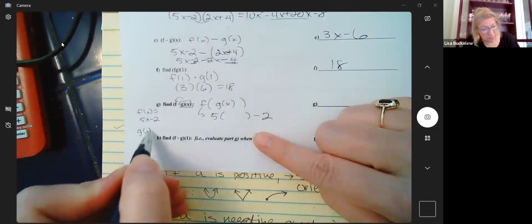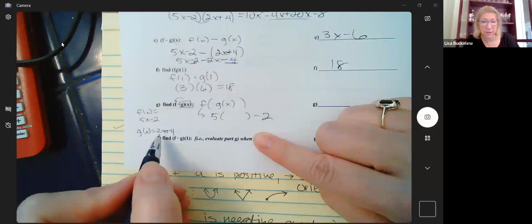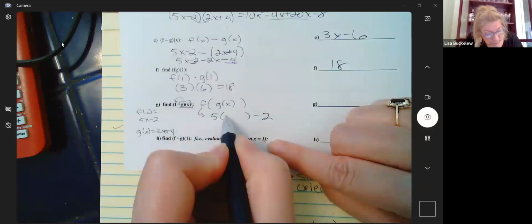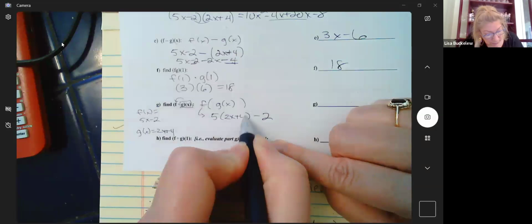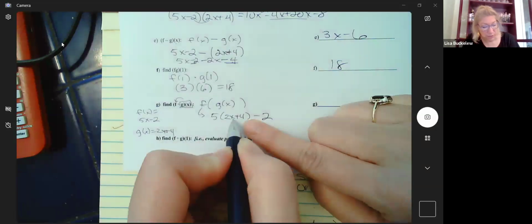Now the something is the other function. G of x, I'm just copying it so I don't have to keep moving the paper up and down. This is the other function. That's going to go right here. 5 times 2x plus 4. See, that's what I'm doing. I'm replacing this with the actual thing it is, equal to 2x plus 4.